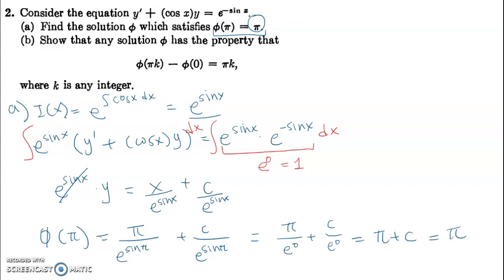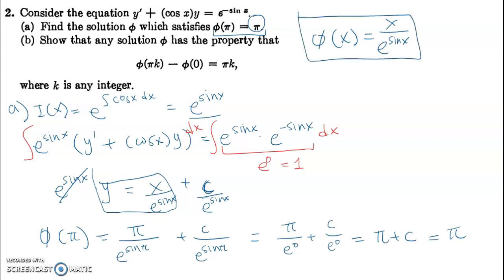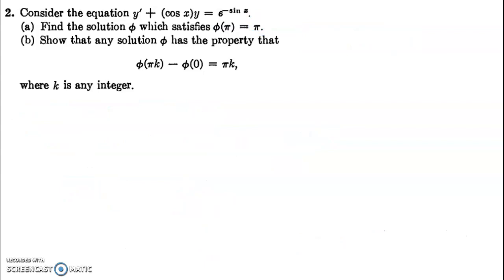So to answer this question, our final answer is phi of x equals, C is 0, which means 0 divided by whatever is just going to be 0. So it's just going to be this part, which is x over e to the power of sine x. Okay. Let's go to part B.